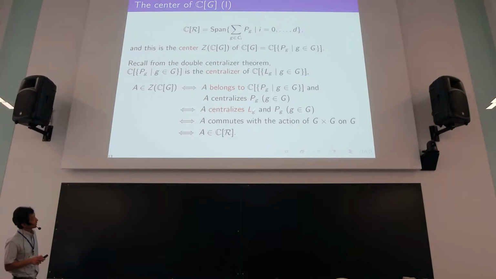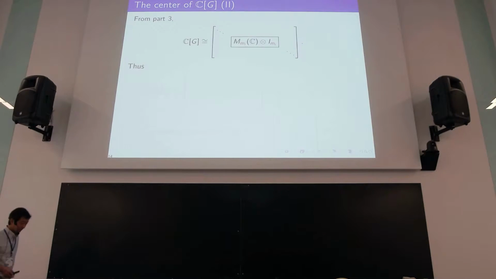But then it means that it centralizes both LG and PG. But the action I just defined consists of these matrices. So the center must commute with both actions. But that is precisely the centralizer of this action, which is precisely this algebra. So the center of the group algebra is nothing but the centralizer of this two-sided action.